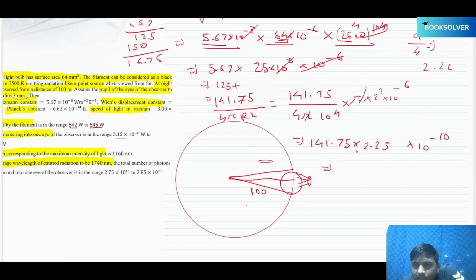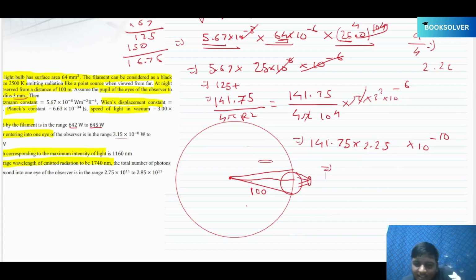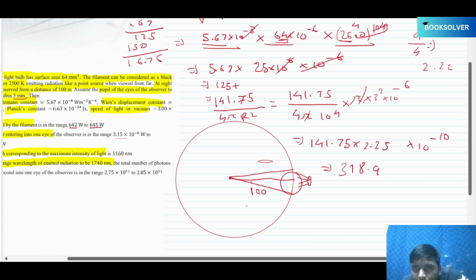Let me do it properly. Can I use a calculator? Yes, I can. I can do it by hand also, but let me use the calculator: 141.75 into 2.25. So it gives us around 318.93. Okay, 318.93 into 10 to the power minus 10.